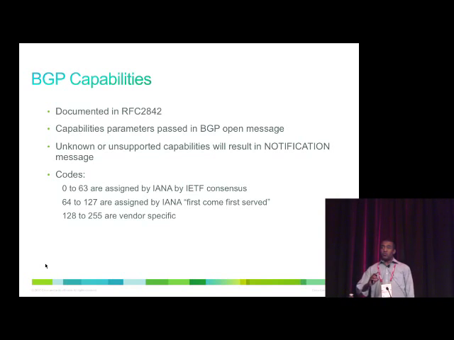It is used when the session is established. When a BGP session is established, they will exchange capabilities. They will know who supports which capability, and they'll negotiate and settle down on the ones that both of them support. And the capabilities number is assigned by IANA. 0 to 63 is by IETF consensus, and then 64 to 127 is on a first come, first served basis, and 128 to 255 is reserved just for vendor specific.